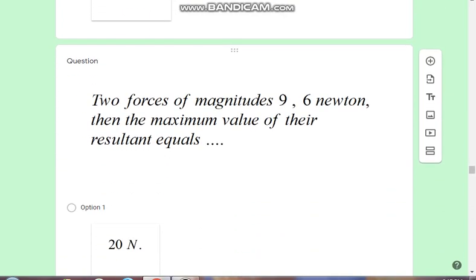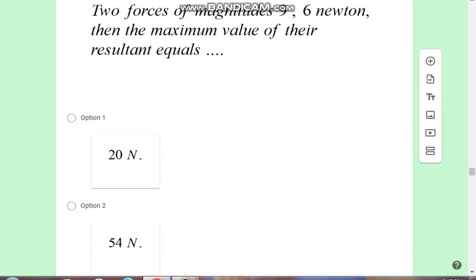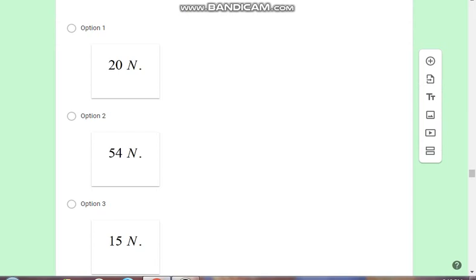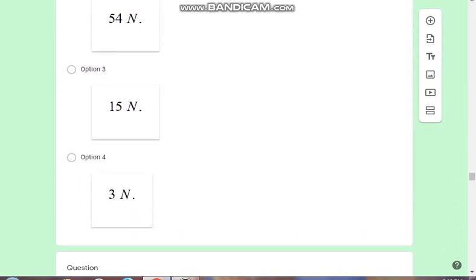The next: two forces of magnitudes 9 and 6 Newton, then the maximum value of their resultant equals 20 N, 54 N, 15 N, or 3 N.